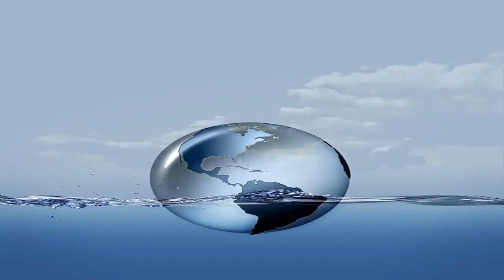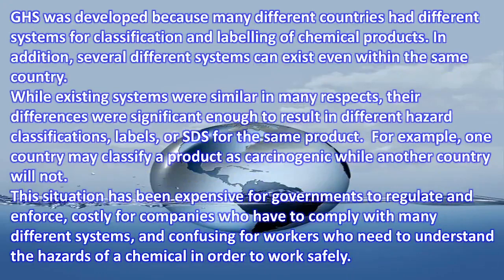GHS was developed because many different countries had different systems for the classification and labeling of chemical products. In addition, several different systems can exist even within the same country. While existing systems were similar in many respects, their differences were significant enough to result in different hazard classifications, labels, or SDS for the same product.